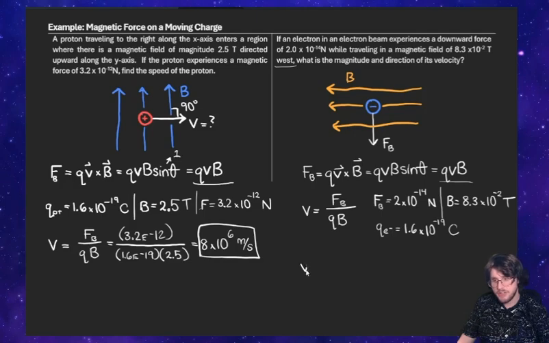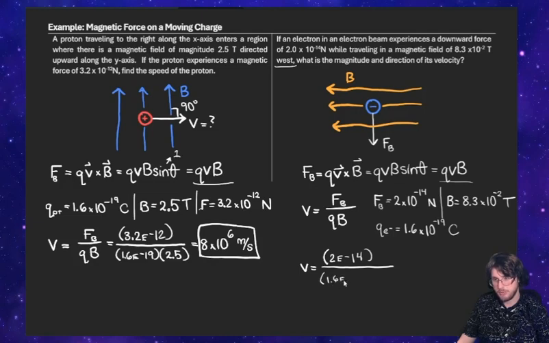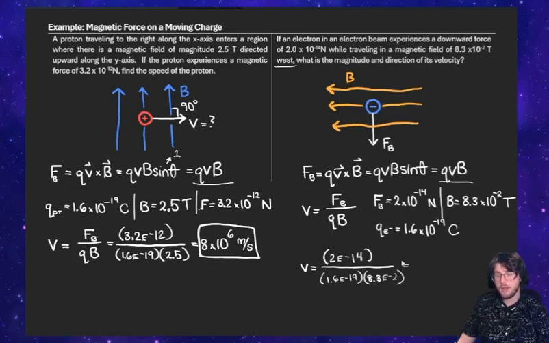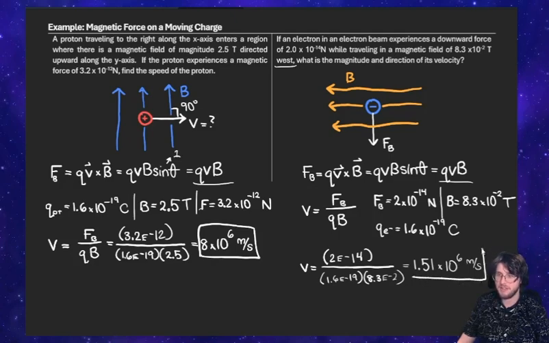So here, our velocity, if we're plugging everything in, will be 2, I'll use my shorthand, times 10 to the negative 14 divided by our charge, which is 1.6 times 10 to the negative 19 coulombs times 8.3 times 10 to the negative 2. And so putting all that into your calculator, you find that these electrons are traveling with a speed of 1.51 times 10 to the 6 meters per second. So 1.51 million meters per second. Now, keep in mind that is only the speed. So we need to find the direction in this case as well.